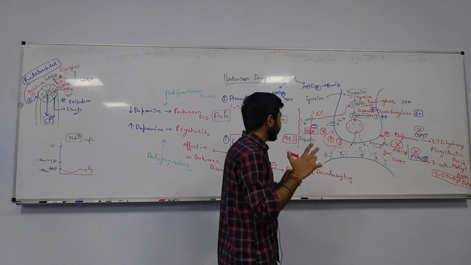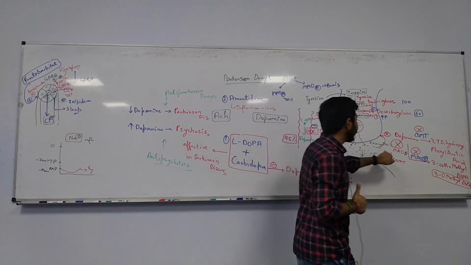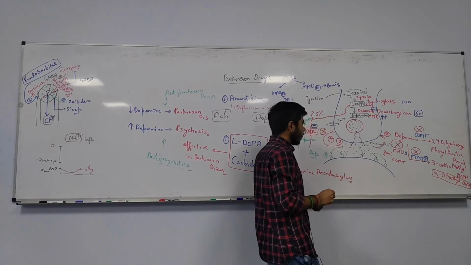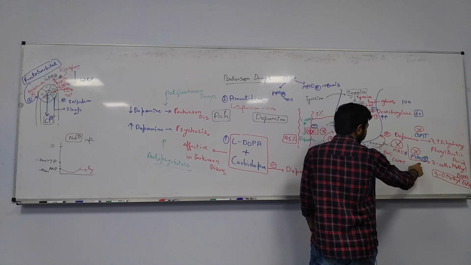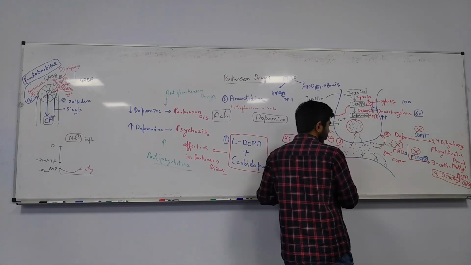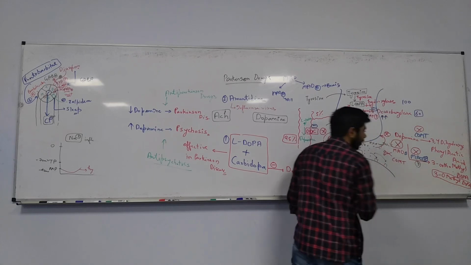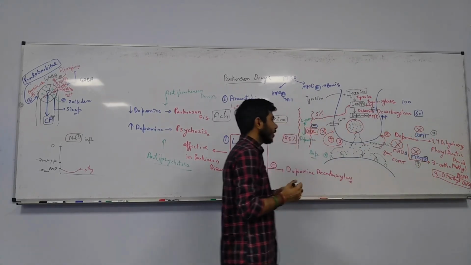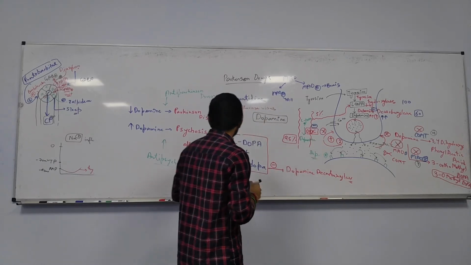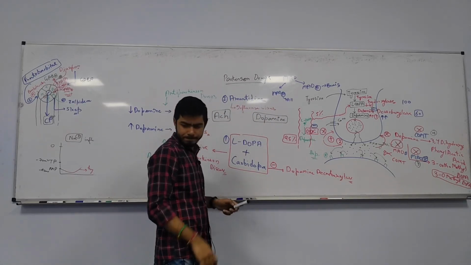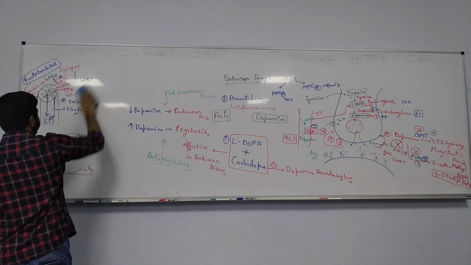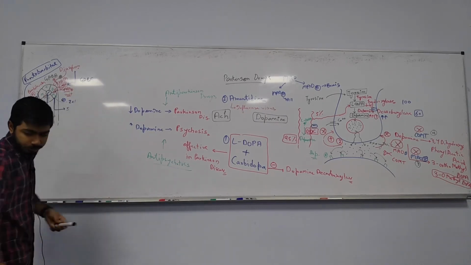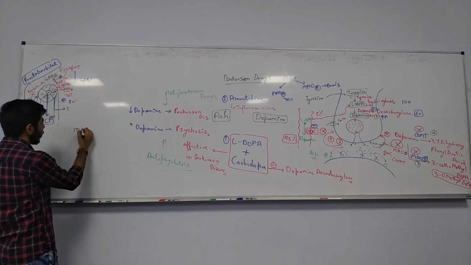Then the next category. The second one was that we are decreasing the uptake and increasing the exocytosis process. The third thing which we can do is inhibit MAO-B, and the fourth one we can inhibit is COMT, right? So let's talk about MAO-B inhibitors now.